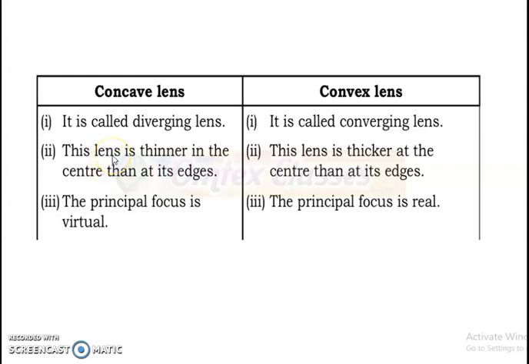So the difference between concave lens and convex lens. Concave lens is called diverging lens. Convex is called converging lens. Concave lens is thinner in the center than at the edges, whereas convex lens is thicker at the center than at the edges. The principal focus is virtual here, whereas it is real in the convex lens.